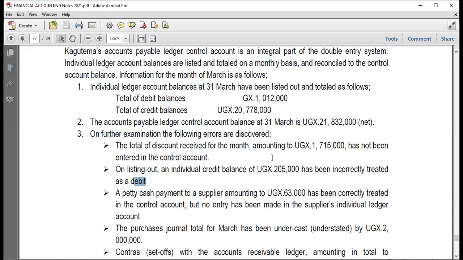Since they are saying that it was supposed to be a credit, but then it was debited, what we should basically do is first remove it from the debit side. We should remove it from the debit side by crediting with 205. But in the same way, we should also make sure that we credit it because it was supposed to be credited. So the first 205 is supposed to be credited, that is actually reversing out. I can actually even do it here.